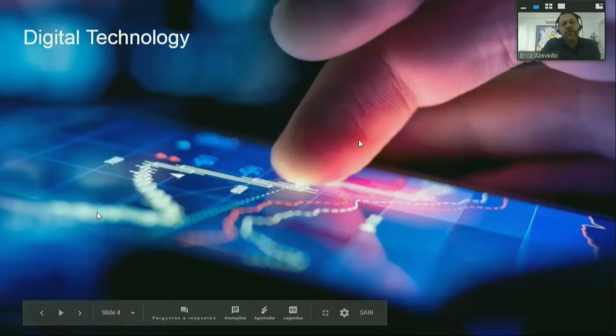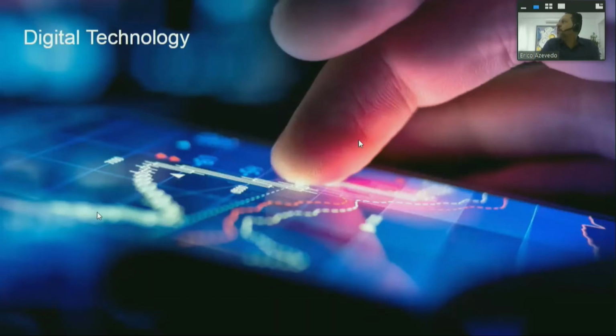And where digital technology is taking a position of advance and importance over human beings.